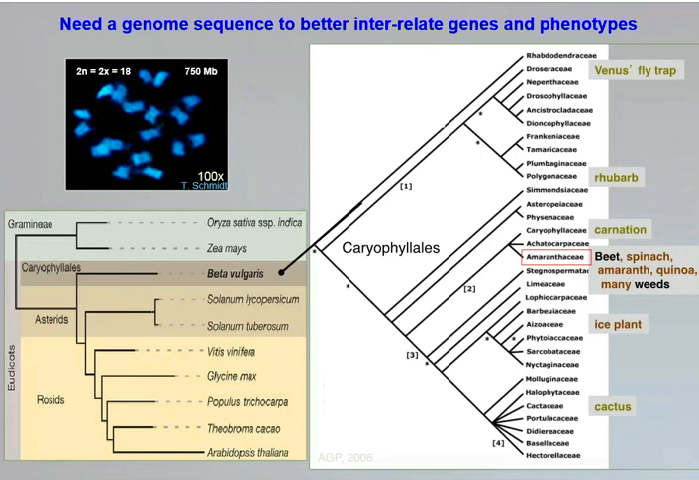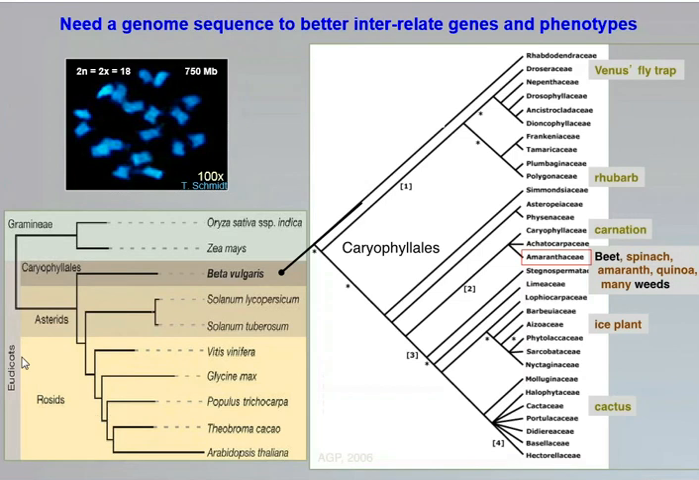We definitely needed a better genome sequence so that we can interrelate genes and phenotypes in a more facile fashion. Sugarbeet, I haven't told you, is 750 megabases for its genome with a haploid content of 9 chromosomes. Under 100x, you can actually see the chromosomes. So there's not a whole lot of differentiation.